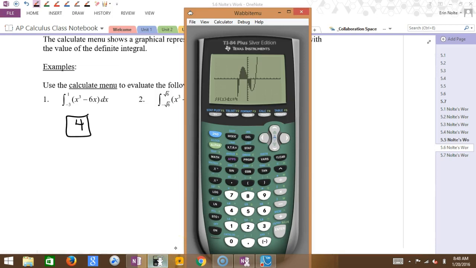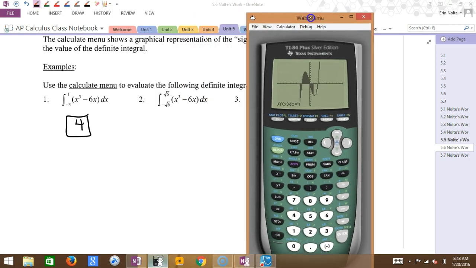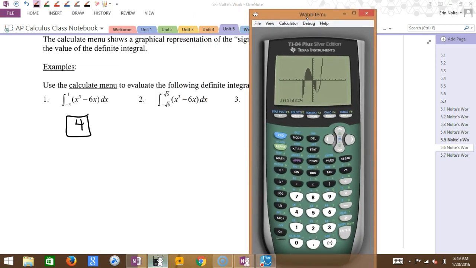One thing you need to understand, I'm going to show you on the next example. Let's do question number 2. Type in question number 2. We have the exact same function. This time we're looking between -square root of 6 and +square root of 6. So hit second trace, and we're going to do number 7. The lower limit is negative square root of 6, and the upper is a positive square root of 6. What is the area for this particular scenario?